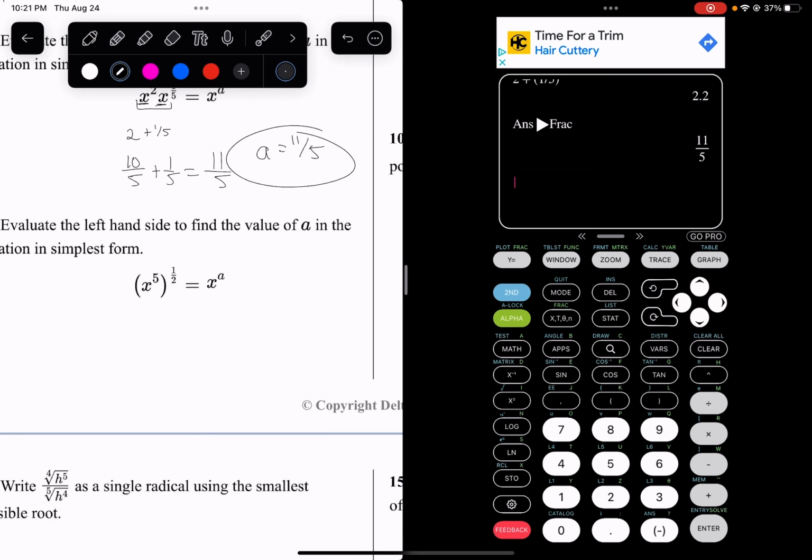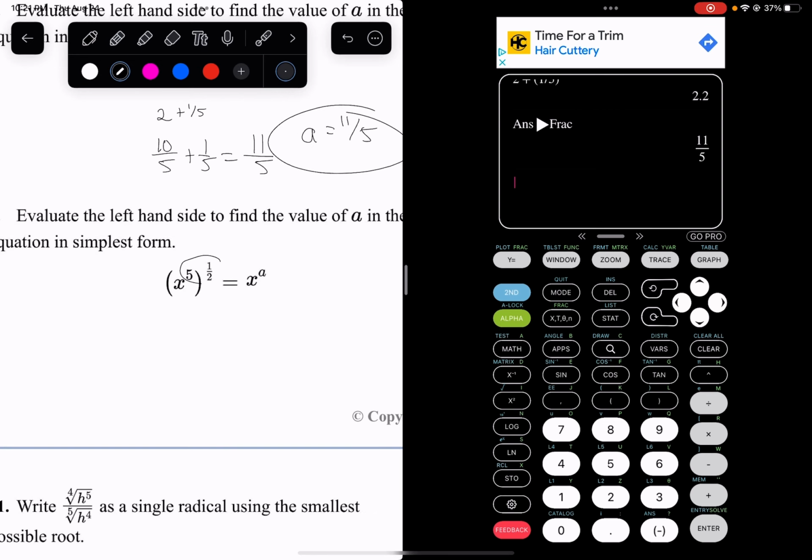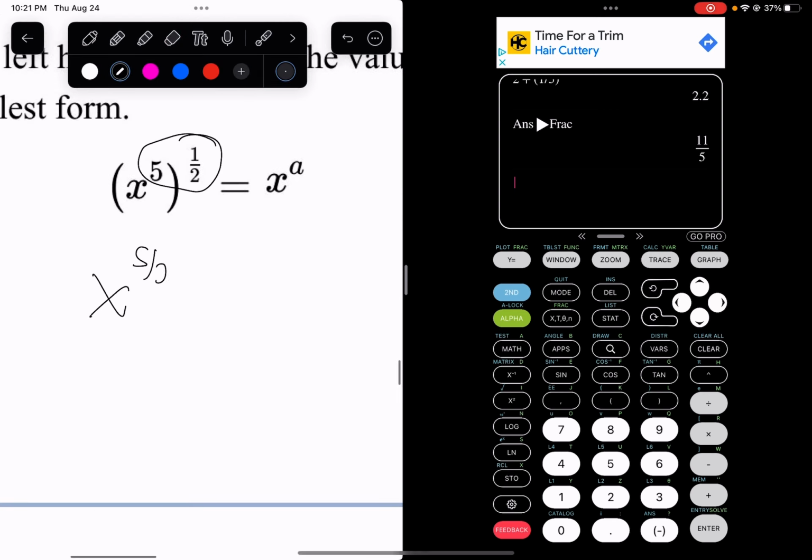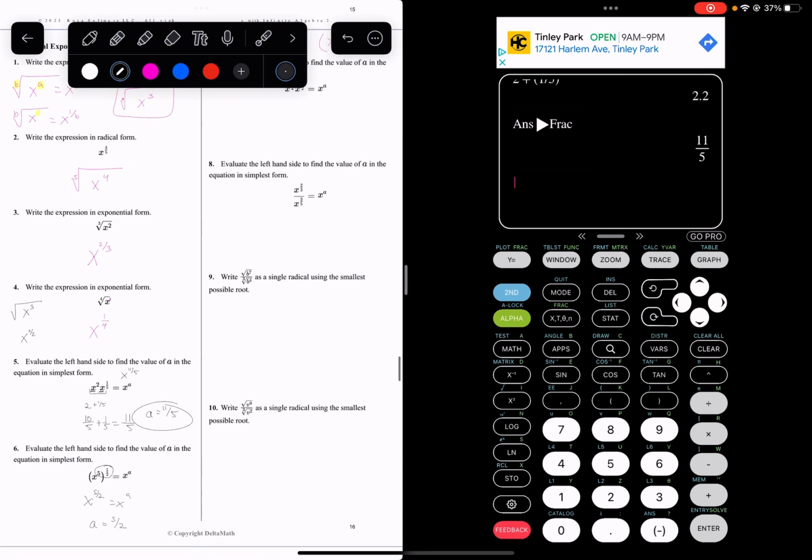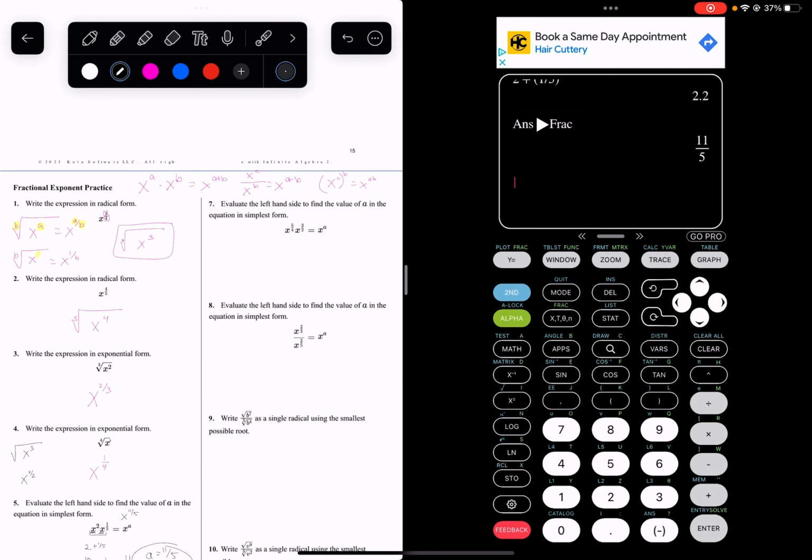All right. For this guy, when we raise a power to a power, we multiply. 5 times 1/2 is going to be 5/2. Wow, my handwriting is so awful today. We get 5/2 equals x to the power of a. So a is equal to 5/2. Let's see.